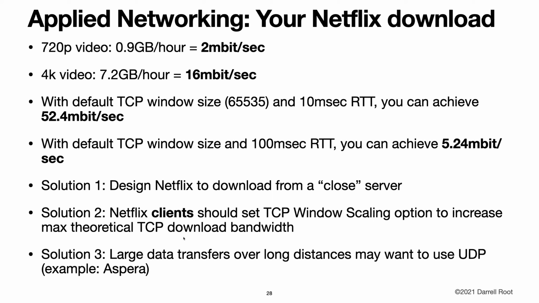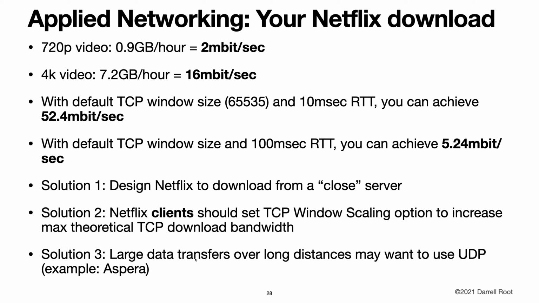The problem is Netflix does not control the Netflix clients. Apple controls the macOS clients, and Microsoft controls the Windows clients. Now, Apple and Microsoft all want to improve their TCP performance, so they do set the TCP window scaling option. And we saw earlier that my Mac as a client sets TCP window scaling of 64, even though I did not set anything myself. And solution number 3 is for large data transfers over long distances.